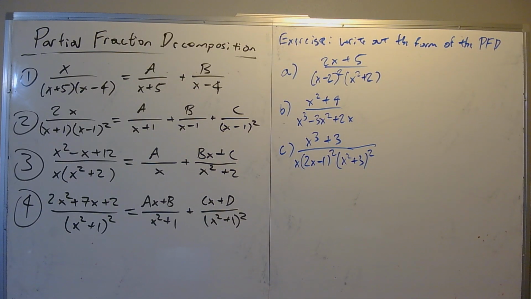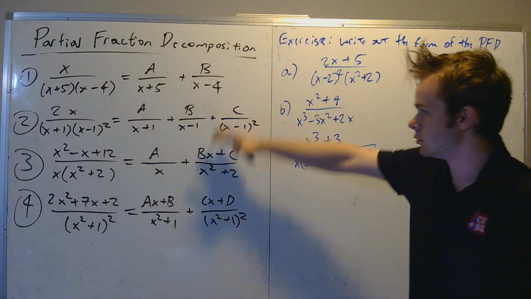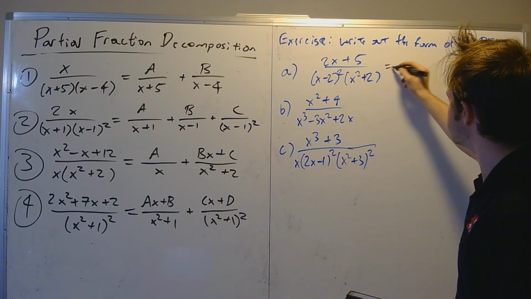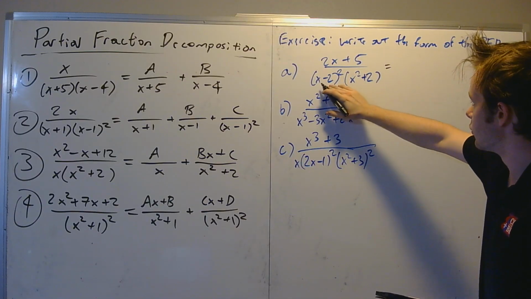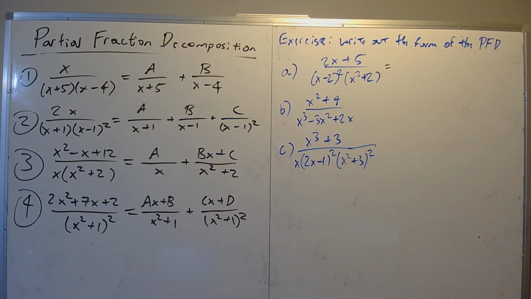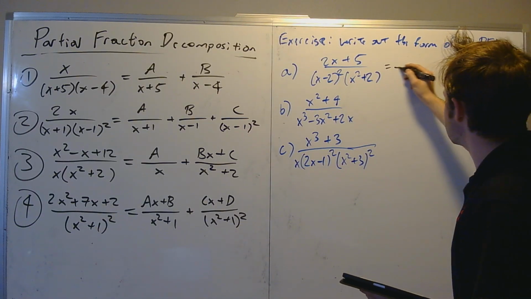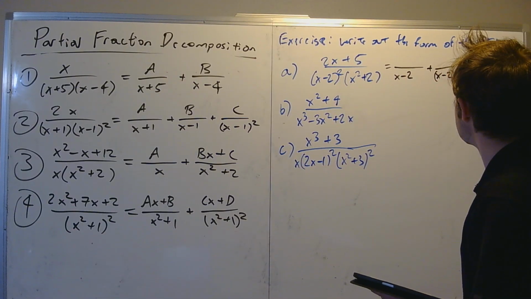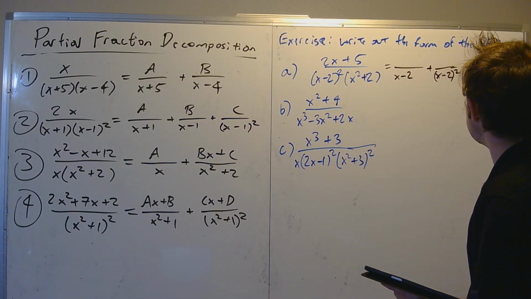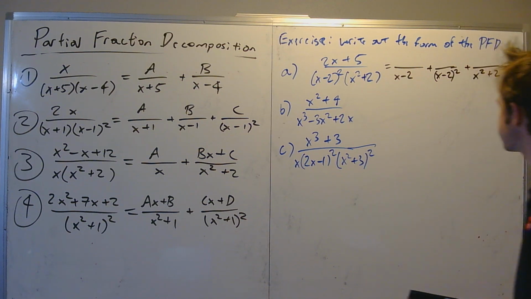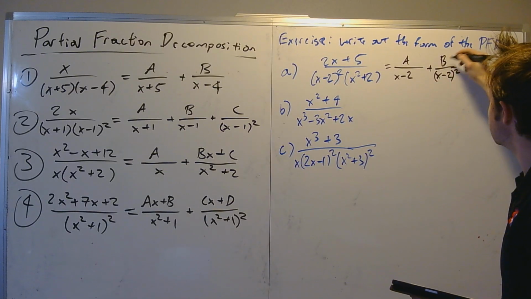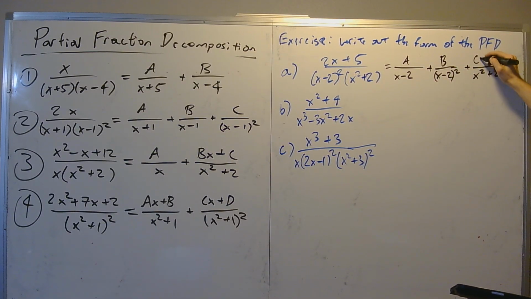Okay. So pause the video here, think about what each of these should be on the right side, like what we did over there. And I'll go through the answers now. For the first one, we've got one repeated factor, and we've got another factor here. So we've got in total 3 factors. We're going to write out x minus 2, x minus 2 squared, and x squared plus 2. And then we just have to write out the numerators. So this would be a, b, and this is an irreducible quadratic, so this is cx plus d.